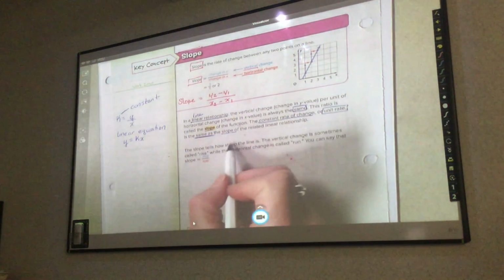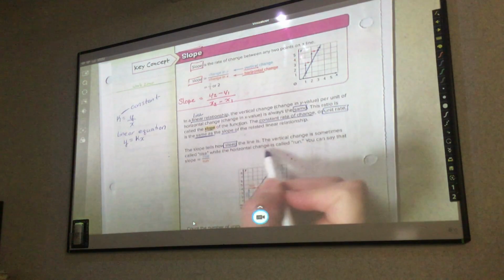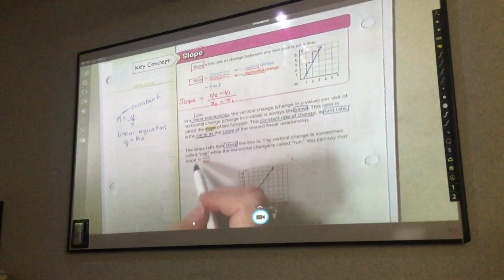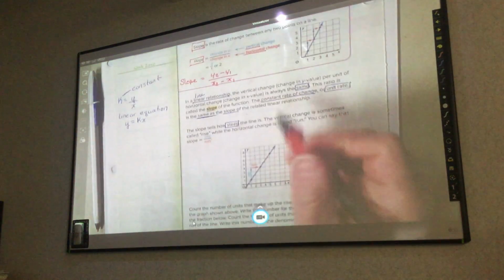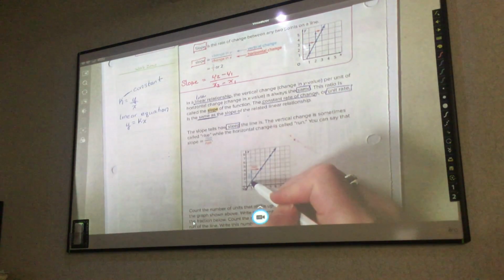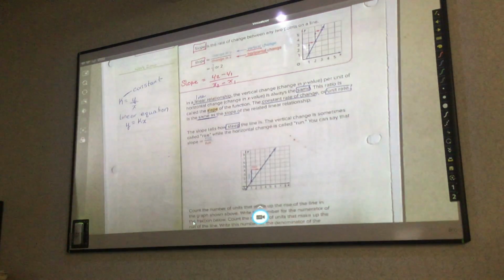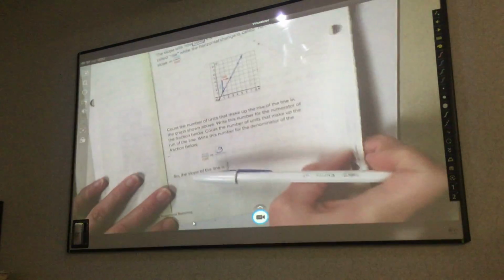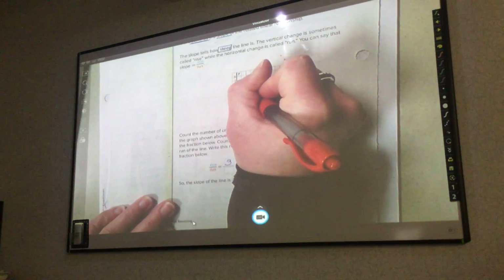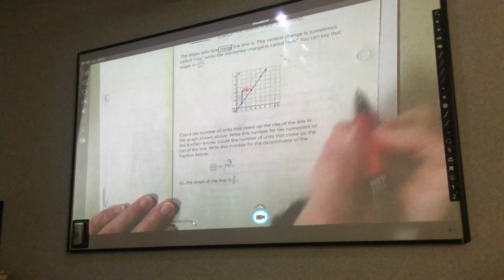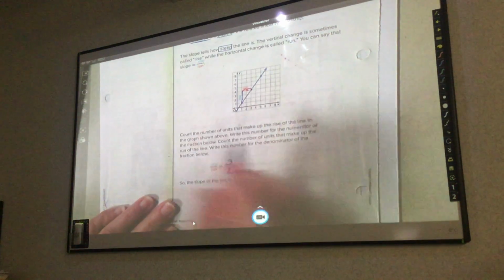Then it says the slope tells us how steep the line is. The vertical change is sometimes called the rise, while the horizontal change is called the run. You can say that slope is rise over run. So let's check this out. The rise goes up how many places? You start at the dot and you go up 1, 2, 3. Put that in that little box. The rise is 3. Then my run is going to the right. Start at the dot, 1, 2. You count your humps. So the run is 2. The rise is 3, the run is 2.